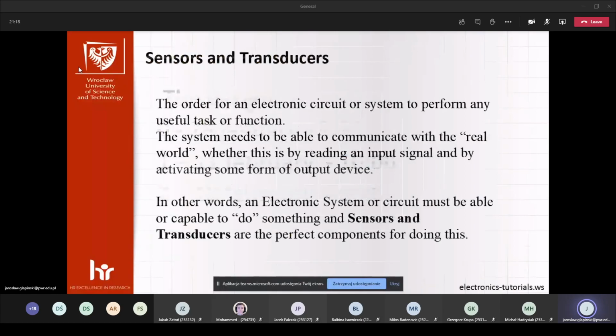Okay, so let's get back to our sensor and transducer. What are the sensor and transducer, and what are they for?